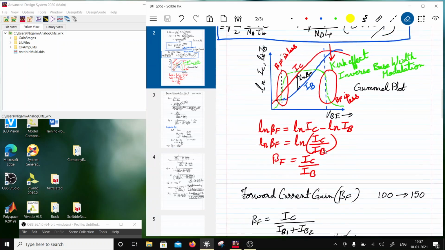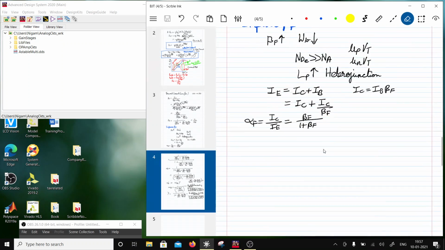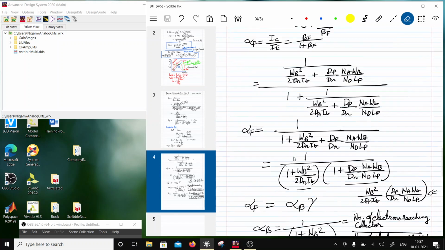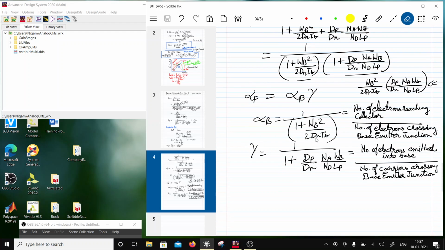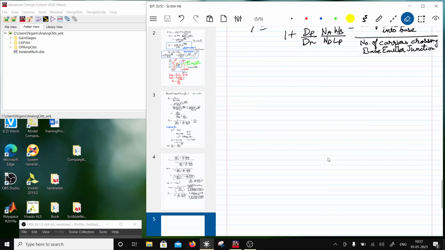So just make sure that you keep in mind that this is not the base transit time. This is the relaxation time, or the time between when a hole is injected into the base and before it recombines. So that time is called the relaxation time. So the recombination component IB1 would go down with tau b increasing, because there will be fewer recombinations. Okay, so with that correction, let's proceed with the transistor and look at some of the phenomena.